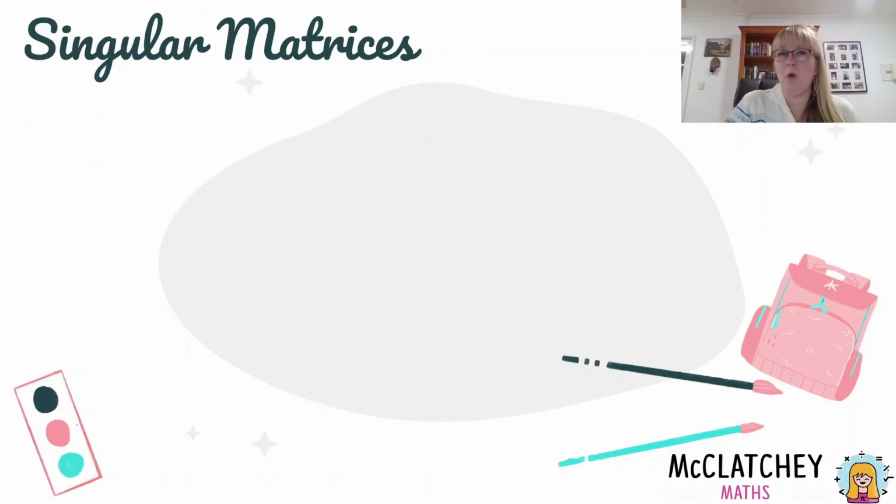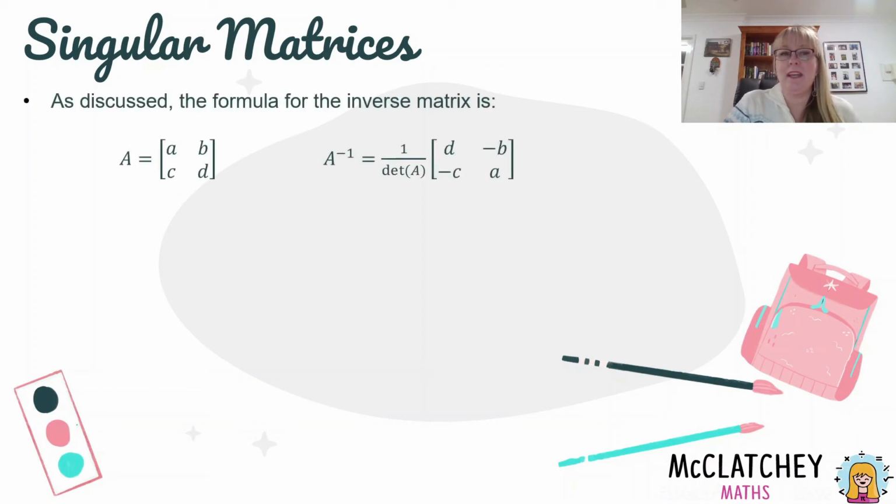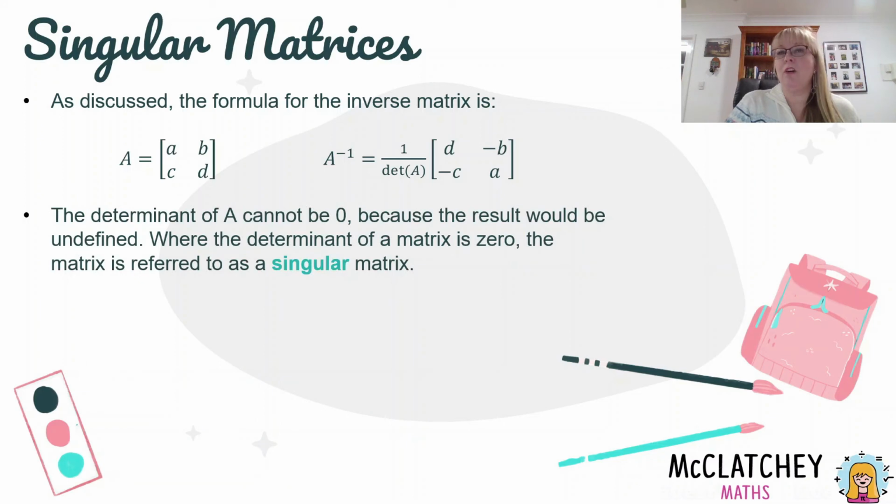Let's talk a little bit more about that whole concept that we went back to about a determinant not being able to be a 0 because it's on the denominator. So we've got the formula there for the inverse matrix, and we notice here that if the determinant of A was 0, we're going to end up with an undefined result. We're not going to be able to find the inverse.